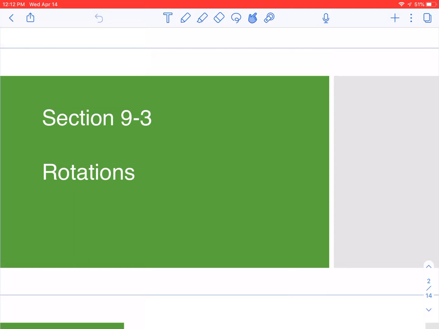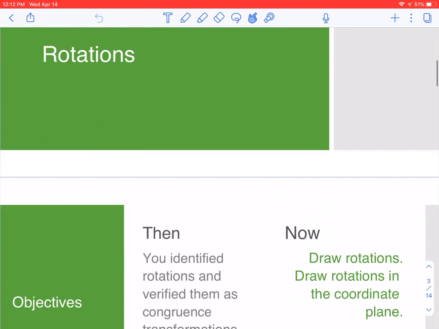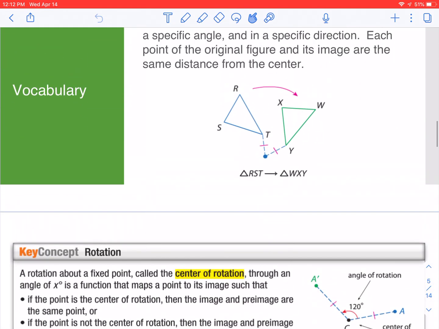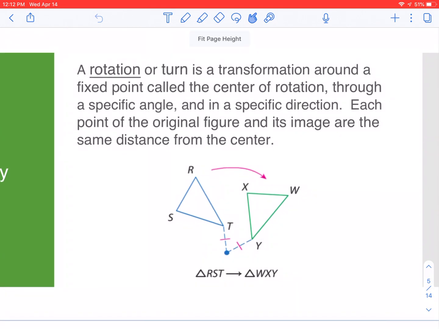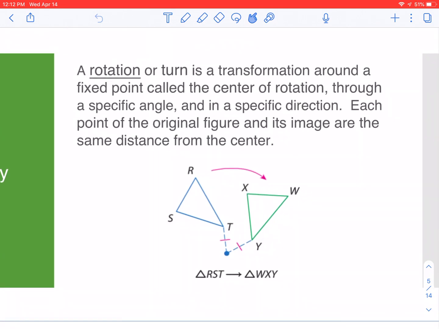Our next section is on rotations, another type of transformation. Basically what we're doing is turning, or rotating, a shape. The R and the W would be the points that would match, the S and the X, and then the T and the Y, and you can see how this thing is turning.